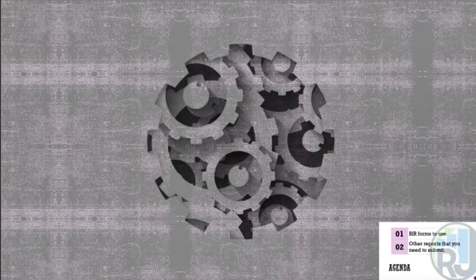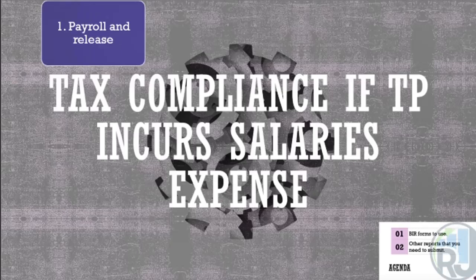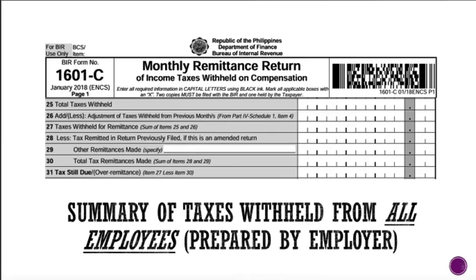Now, ano nga bang dapat gawin ni taxpayer if he incurs salaries expense? First, syempre, mag-prepare muna siya ng payroll and i-release ito sa kanyang mga empleyado. Second, he needs to prepare BIR Form 1601C every month. Now, 1601C summarizes the taxes withheld from all employees. This is actually prepared by the employer. Take note, that is the summary of taxes from all employees. Hindi pa po natin sinasabi dito kung magkano yung na-withhold na taxes sa kada isang empleyado.